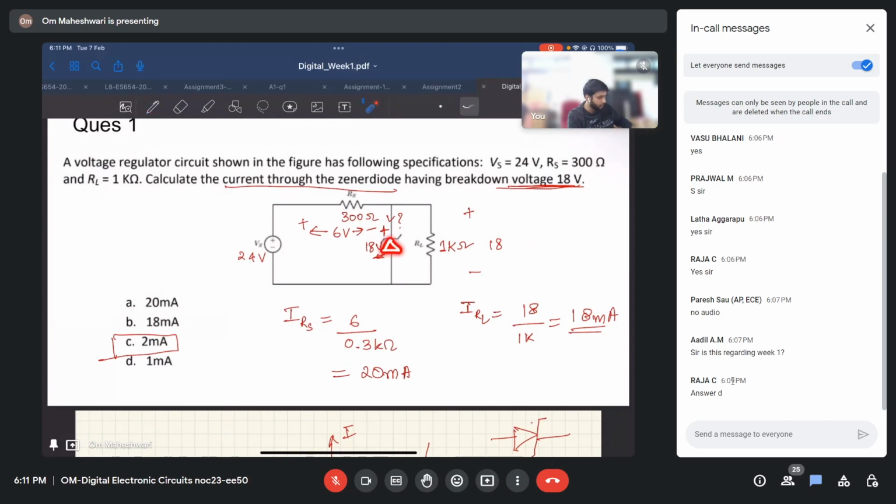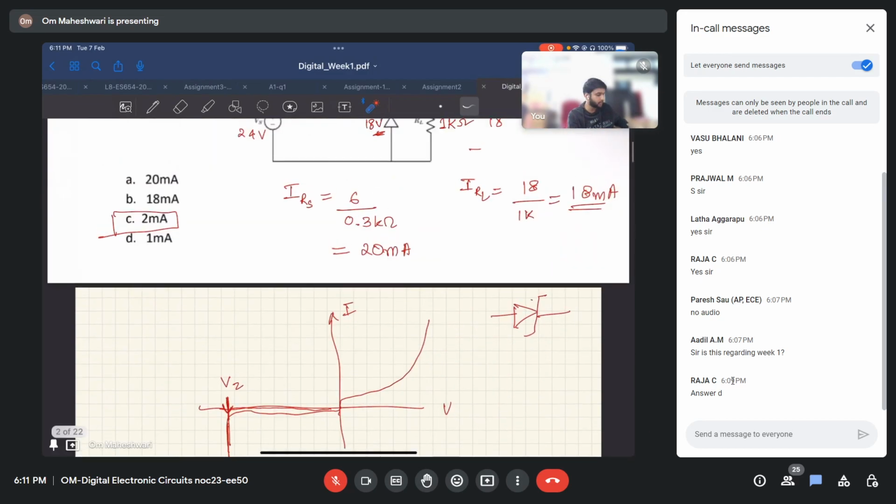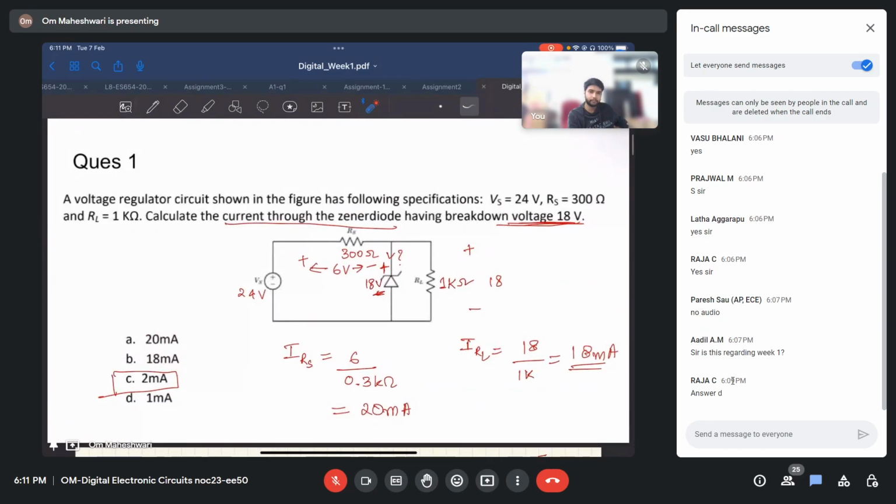If I would have applied positive here and negative here, it would have become forward bias, right? Like in a normal diode, plus to minus gives you forward bias, and the opposite of this, minus to plus, gives you reverse bias. Is it clear now? Okay, sir. Thank you. Any other questions?